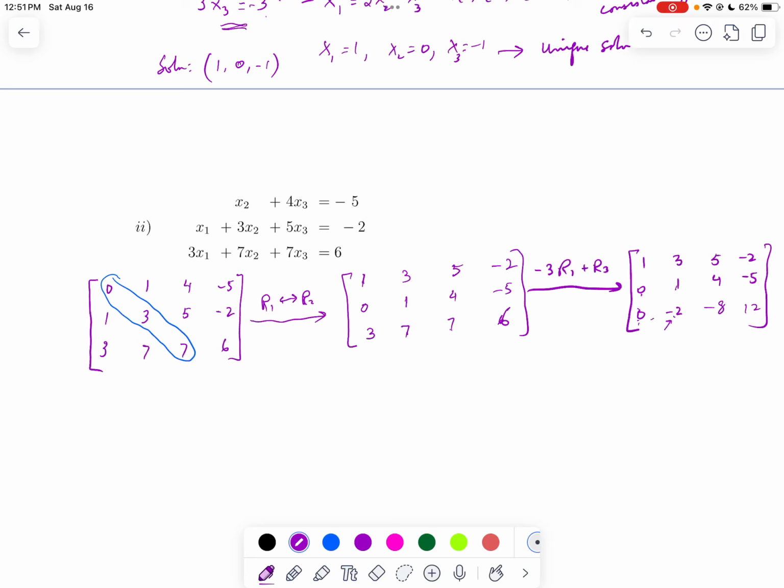Or I could multiply the third row by -1/2. Okay, let's first do the replacement. I'm going to multiply the second row by 2 and add it to the third row. The first row remains the same. The second row remains the same. The third row is going to change, but this entry will not change because we are just adding 0 to 0, which is 0.